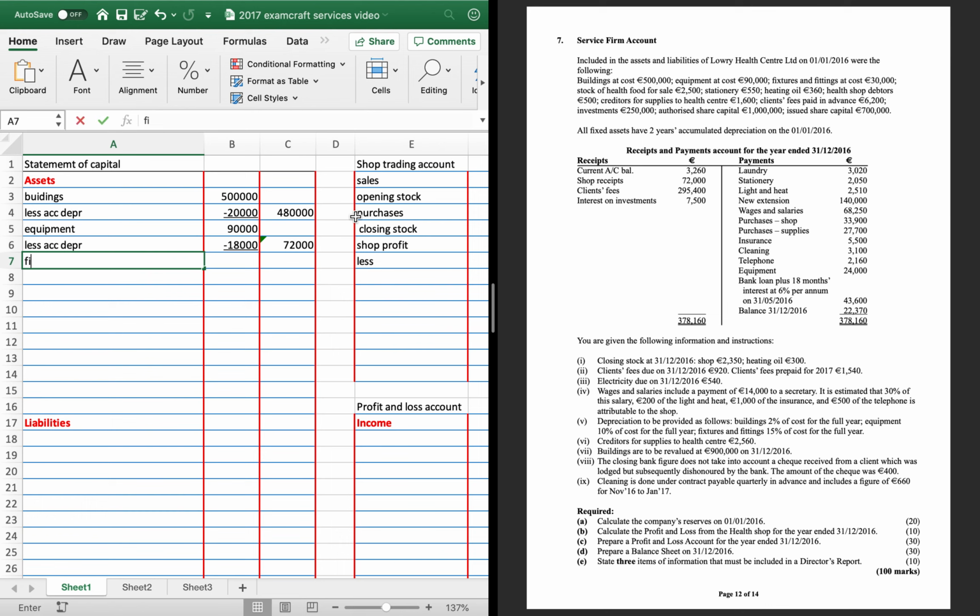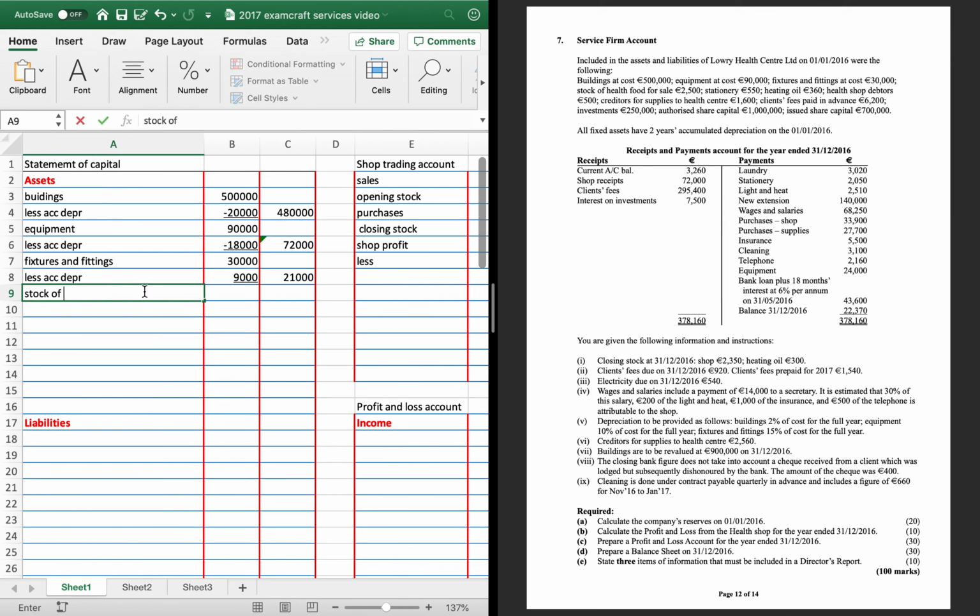Then we have fixtures and fittings. Again, another fixed asset, 30,000. So less accumulated depreciation. We'll go down and see what it is. Fixtures and fittings are 15% for the full year. So 15% of 30,000 by 2 is 9,000. So that gives you 21,000 for your fixed assets.